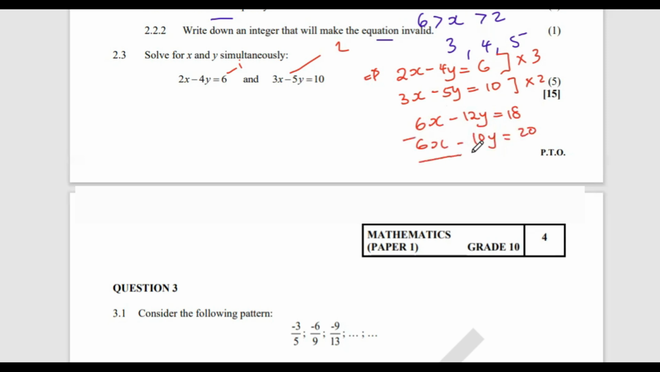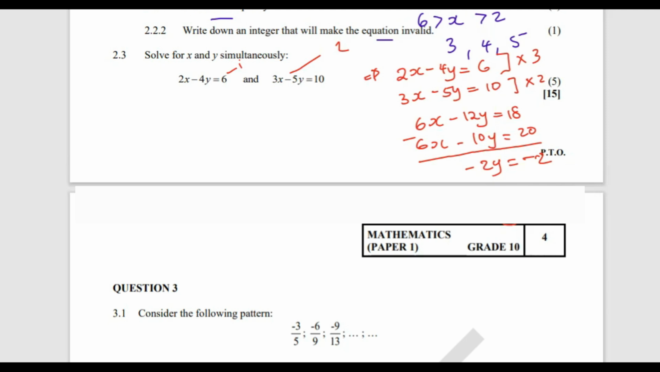Then I'll do my subtraction. Negative 12y minus negative 10y is going to give me minus 2y. 18 minus 20 is negative 2. Divide both sides by negative 2, which means y is 1.